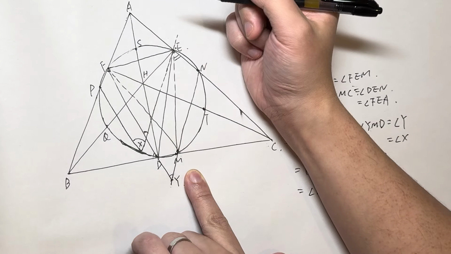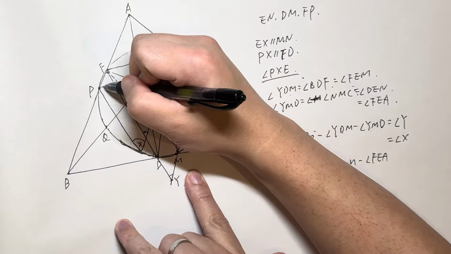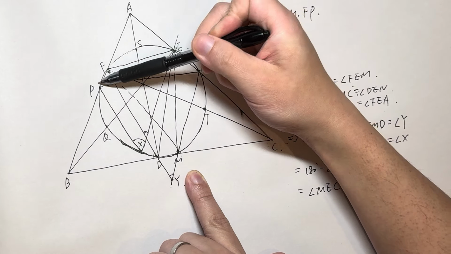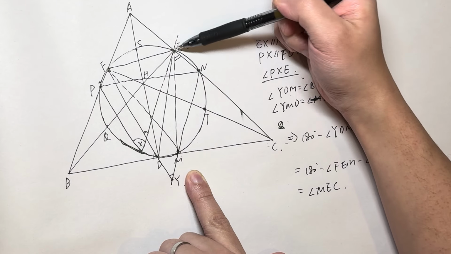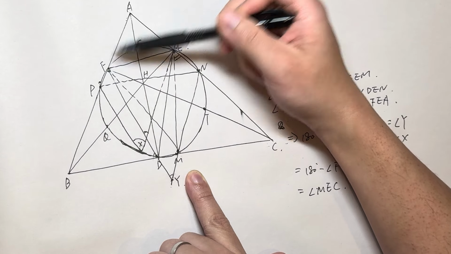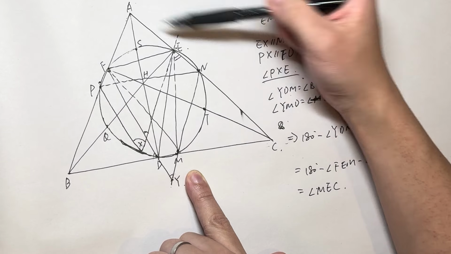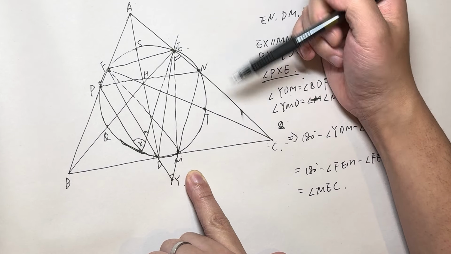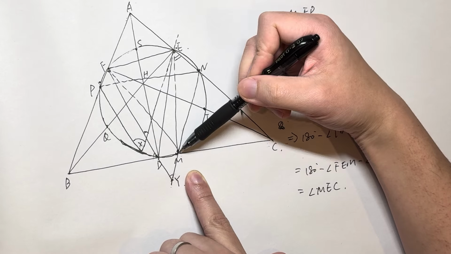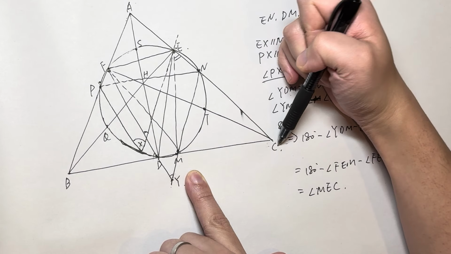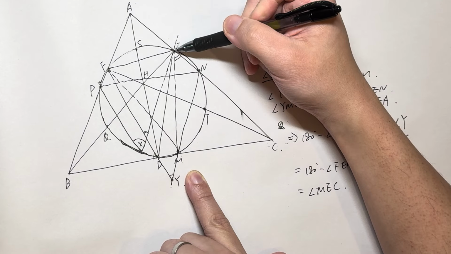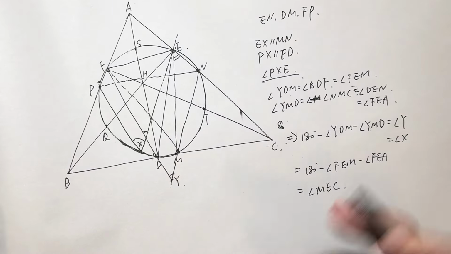What is angle PNE? Wait, angle PNE, actually, because P is a midpoint of AB and N is a midpoint of AC, angle PNE is actually angle C, right? So we just need to prove that angle MEC equals angle C, right? And E is a foot of the altitude, that's easy to do.